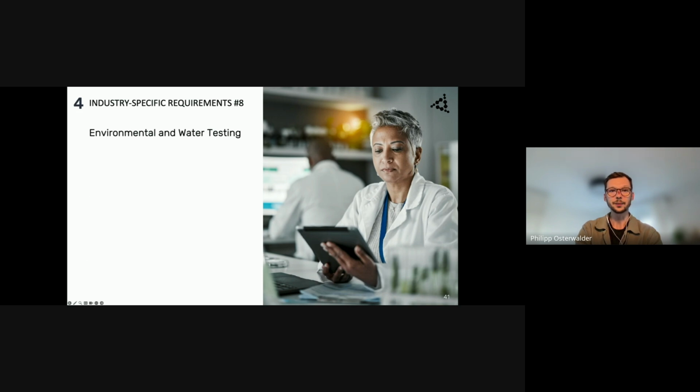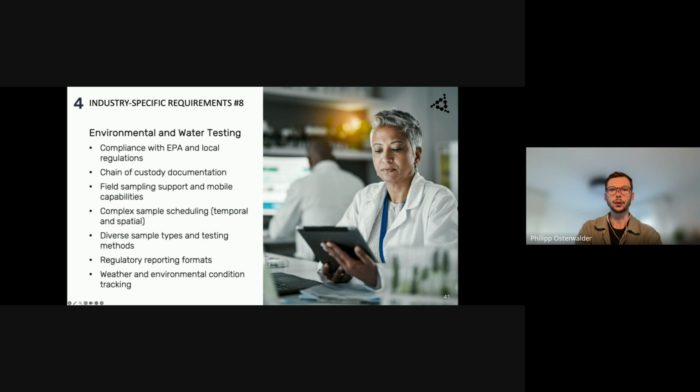Environmental testing often deals with EPA regulations and strict chain of custody protocols. Labs may collect samples in remote locations, so a LIMS that supports mobile devices or GIS integrations can be critical. Storing, trending, and alerting on data in real time can help you act faster to address potential environmental risks.